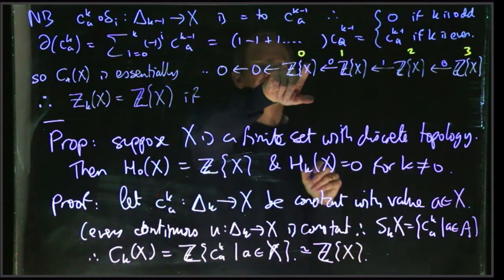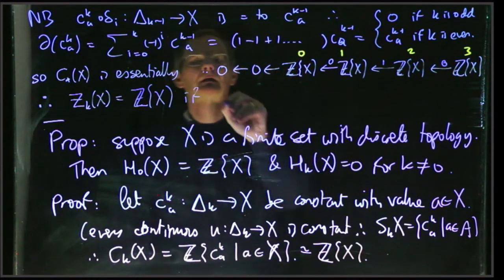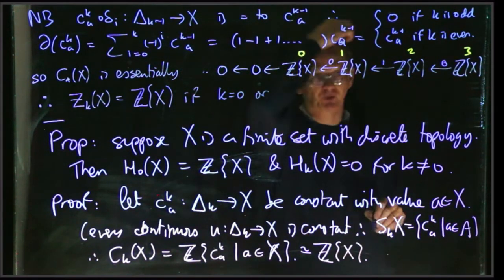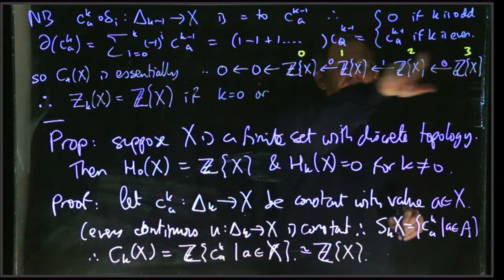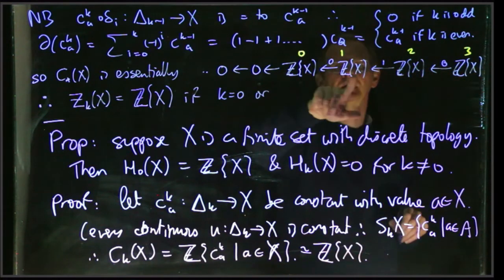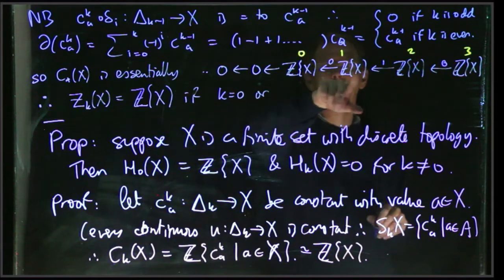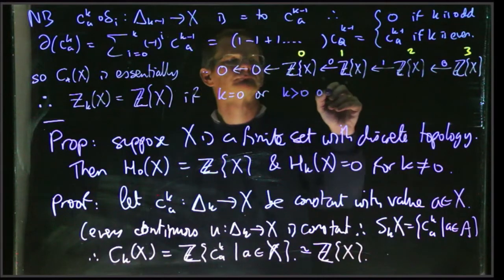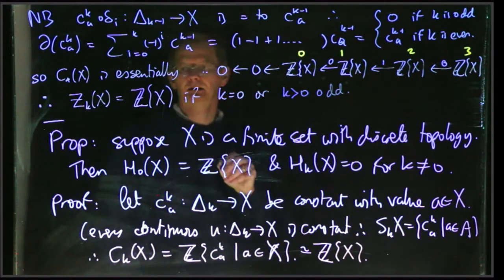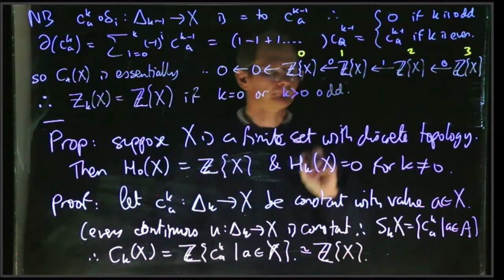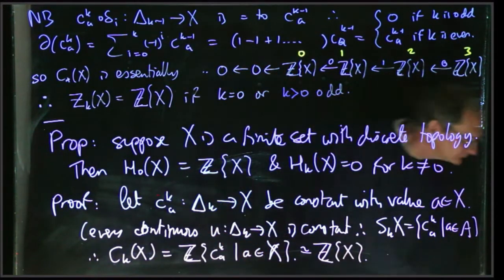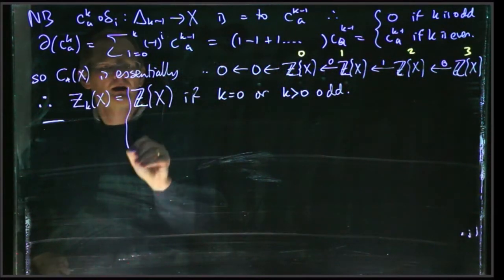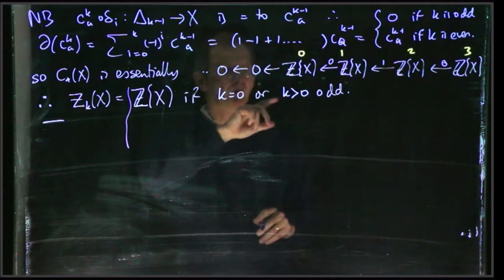Well, firstly, if k is 0, then you've just got nothing. Or if k is odd and positive, in case 1 and 3 and 5 and so on, you've got the 0 map coming out. So the kernel of the 0 map is the whole group. So that's what we've got if k is 0 or k is odd and positive.